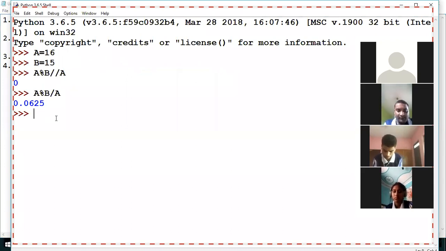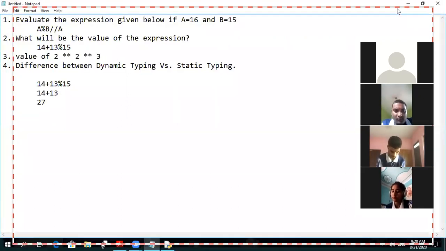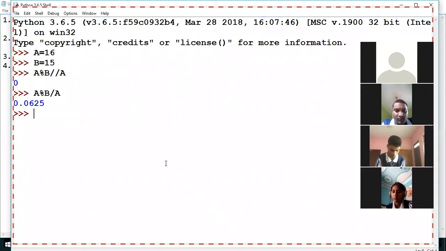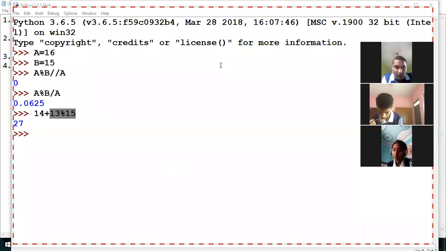Now the question is 14 plus 13 modulus 15, like this. Look, this answer is 27. It means first it solves the modulus operator and then adds the result to 14. So here we get the result 13, then 14 plus 13, and the final result is 27. Is it correct? Any confusion, please ask in this question. Anybody? Any confusion in this?